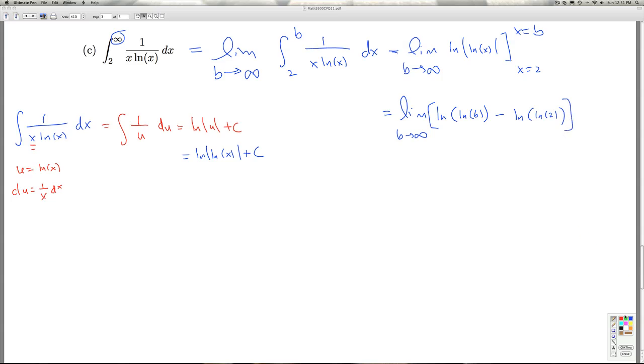So as b goes off to infinity, what happens? As b goes off to infinity, the natural log of b goes to infinity, which means the log of the log of b is going to infinity. That's just a constant, and so we get this answer is actually infinity, which means it diverges. Okay, so that's the answer there.